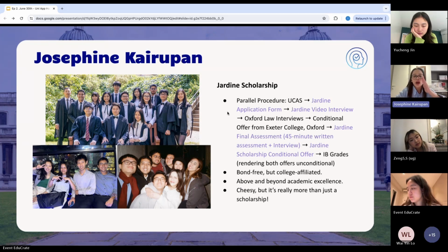And then I got my conditional offer from Exeter College, Oxford, and I sent that immediately to Jardine. I inquired, I was like, oh, I got my offer from Exeter. What are the next steps? And they told me that I was invited to their final assessment. Pre-COVID, this used to happen in Hong Kong. So they would fly you out to Hong Kong to have the interview in Jardine House in Central.